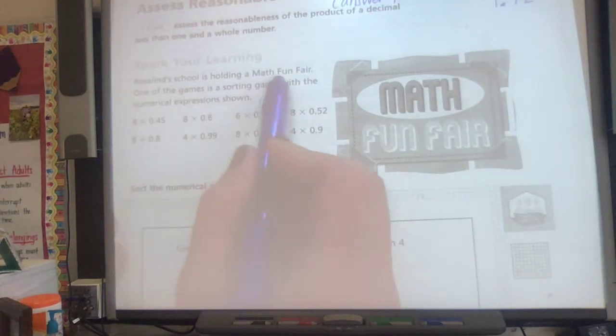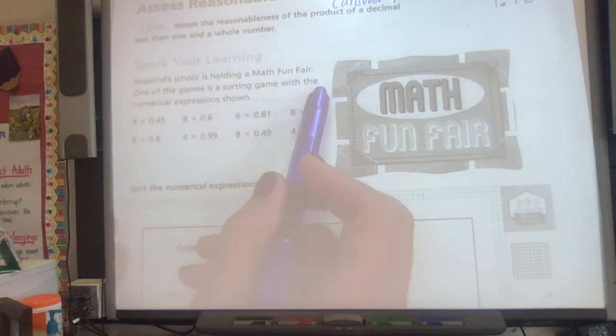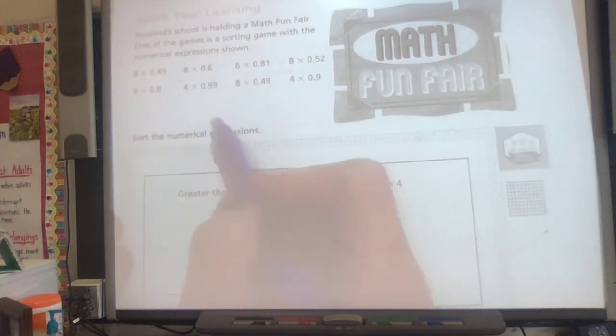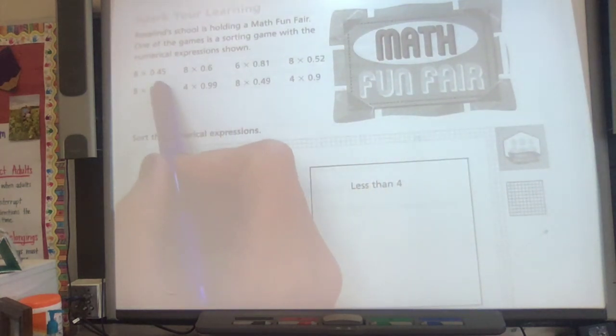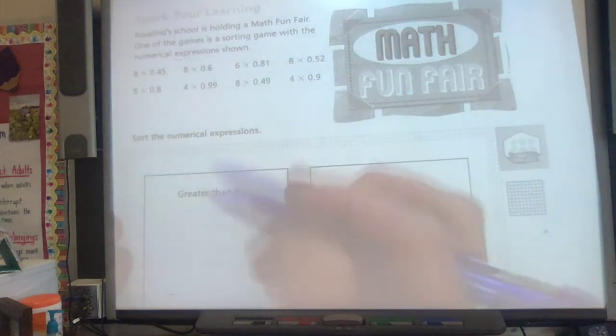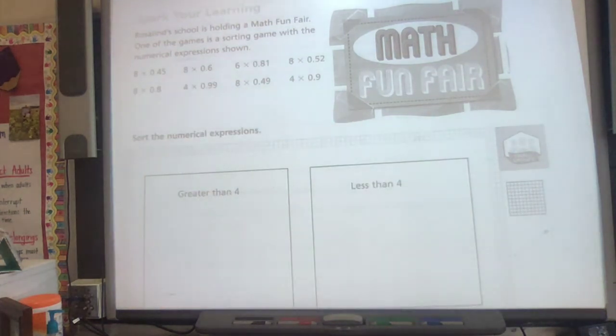Rosalind's school is holding a math fun fair. One of the games is a sorting game with the numerical expressions shown. So we've got all of these expressions. Remember, an expression is just a number sentence without an equal sign, like this, 8 times 45 hundredths. That's an expression. It's a number sentence, but it doesn't have an equal sign.